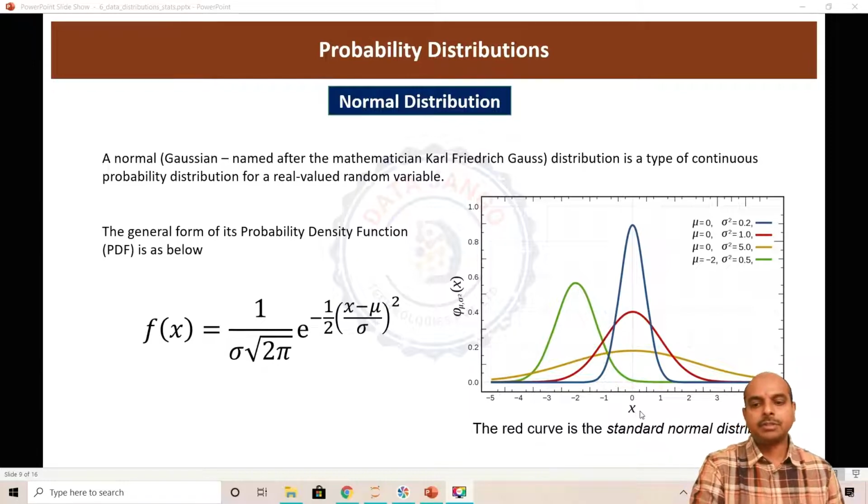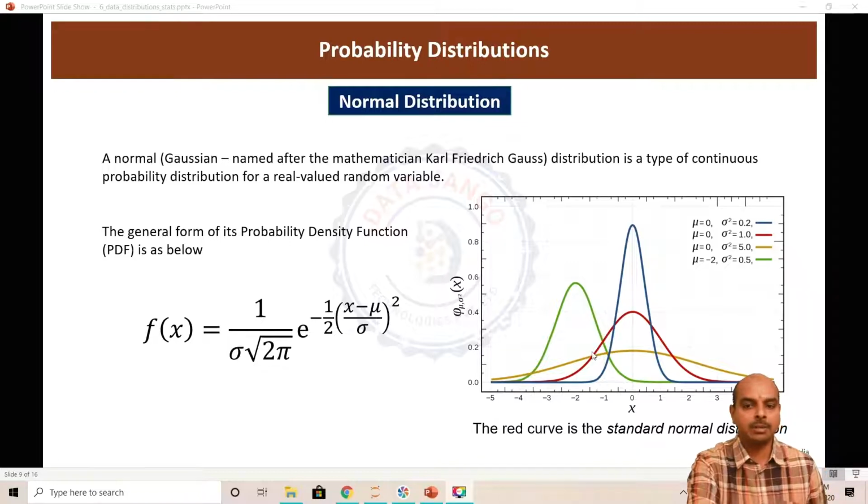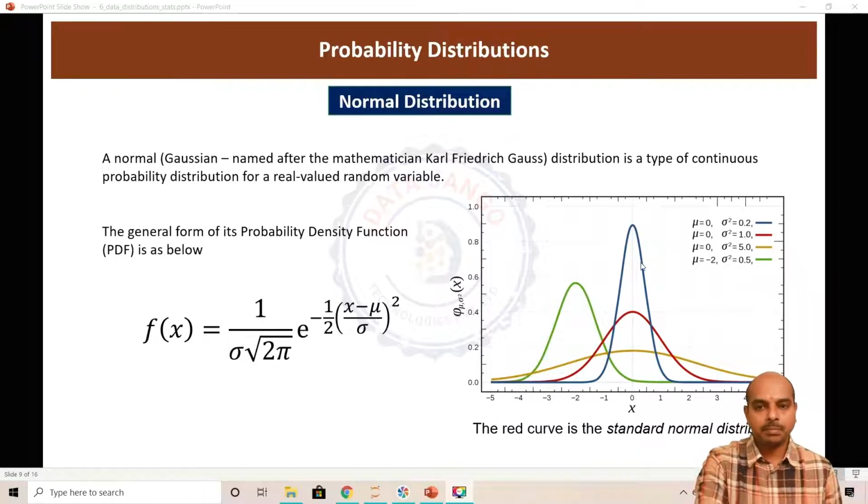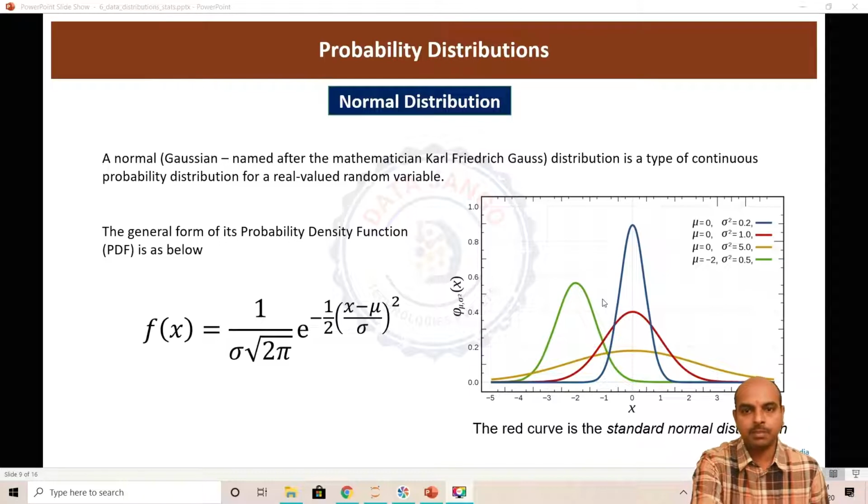So if you have zero mean and one standard deviation, that is called as standard normal distribution. If a particular data's probability distribution has got zero mean and one standard deviation, you call that as standard normal distribution. Here I am showing four kinds of normal distributions. The diagram was picked up from Wikipedia, and I am showing you four kinds of normal distributions here.